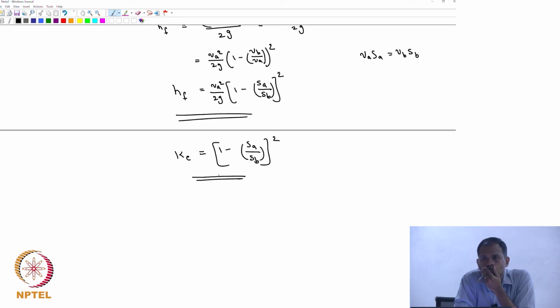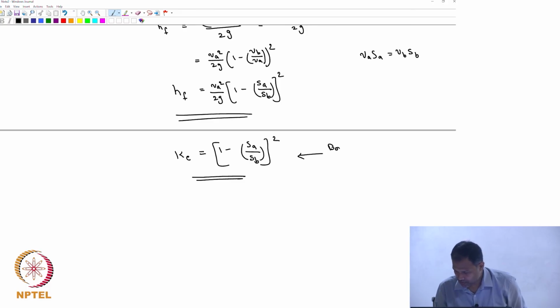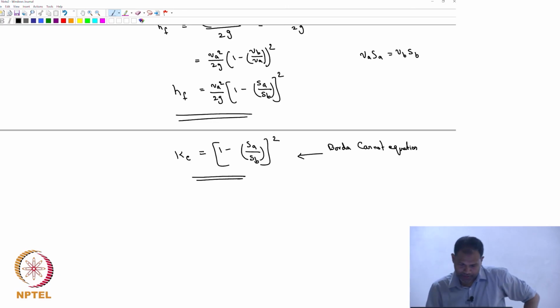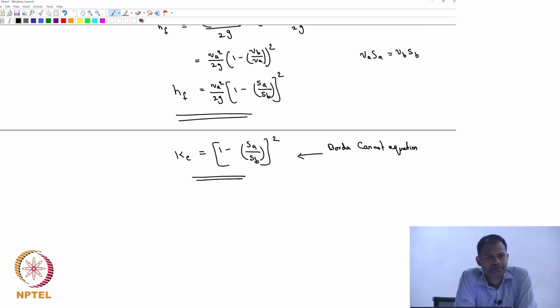This equation has a name. This is one of the very rare ones. In any of the other cases, as I said, you may have to just take the values from other places. But for the expansion loss coefficient, this equation should work.